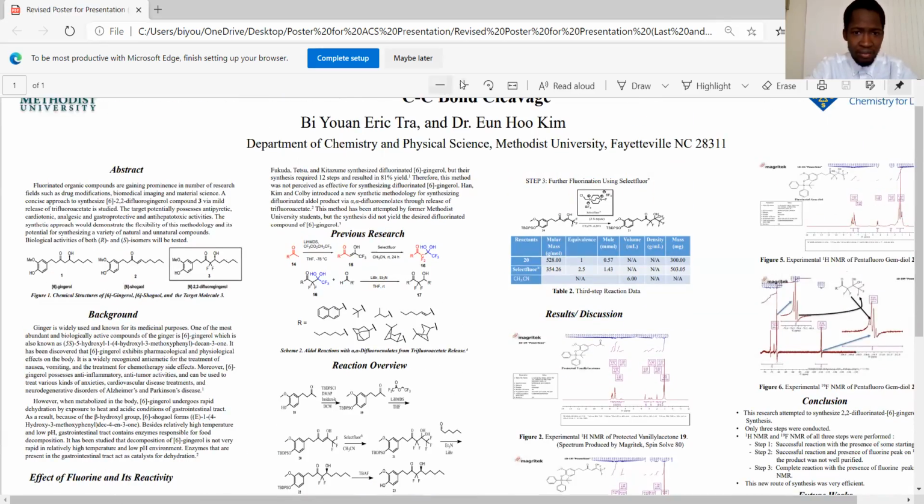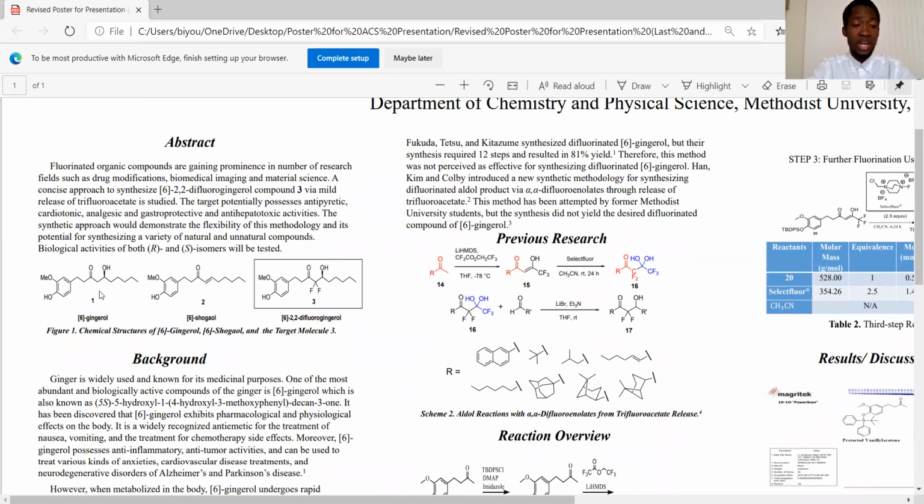So here we have the structure of cisgengerol, and then compound 3 is the structure of 2,2-difluorinated cisgengerol, our target product, the product that we want to synthesize. The only difference between cisgengerol and 2,2-difluorinated cisgengerol is that cisgengerol has 2 hydrogens in this alpha carbon position, while the 2,2-difluorinated cisgengerol has 2 fluorine atoms in this position.